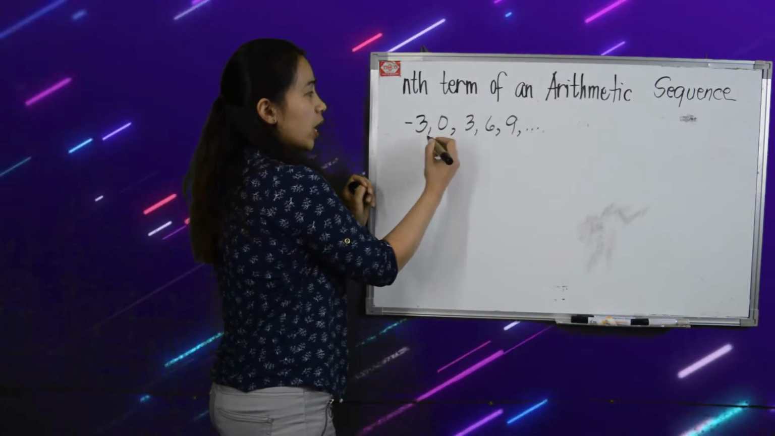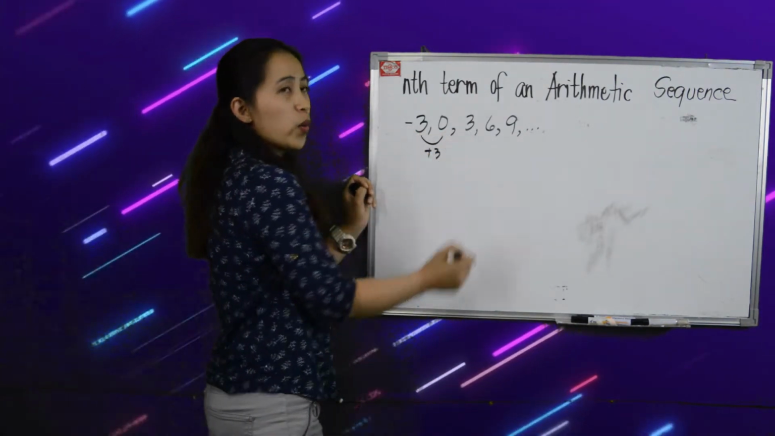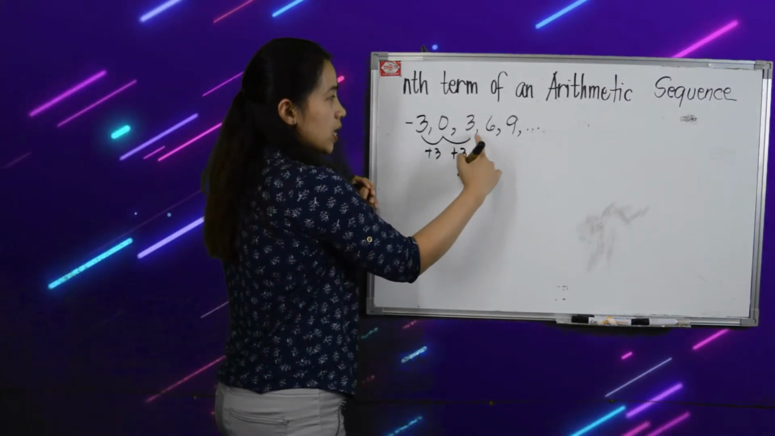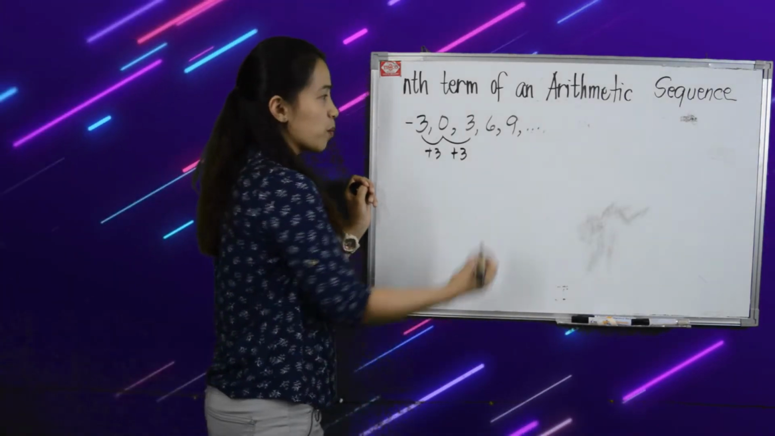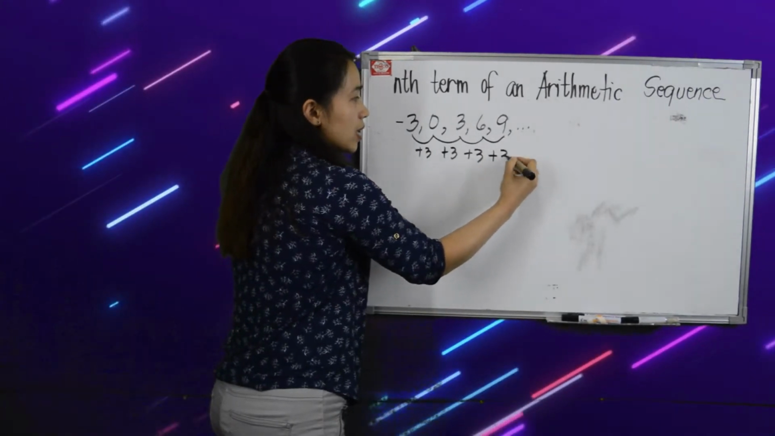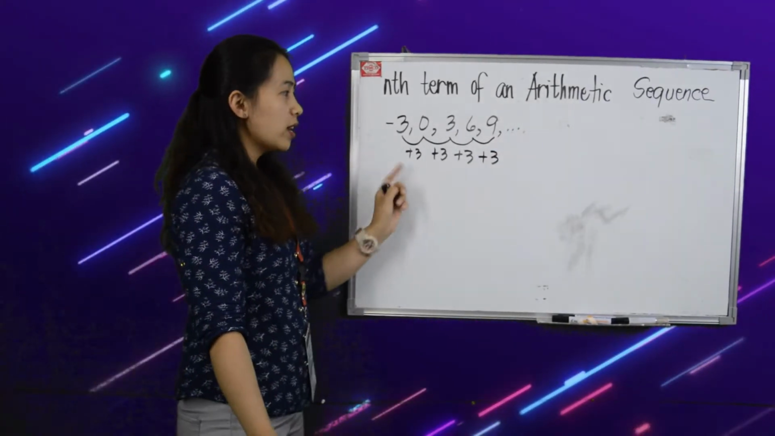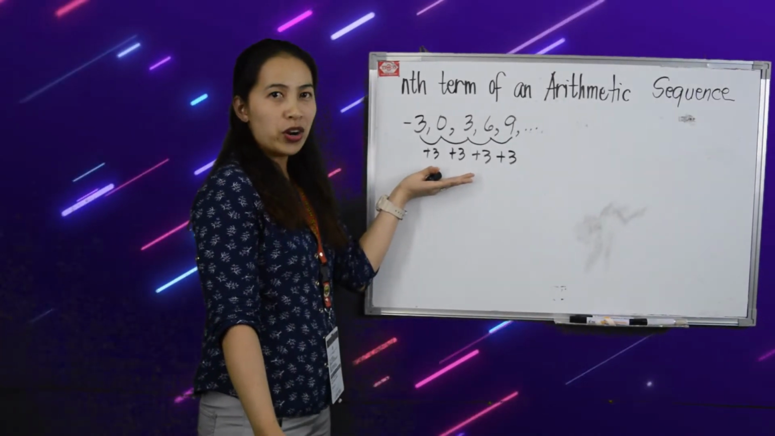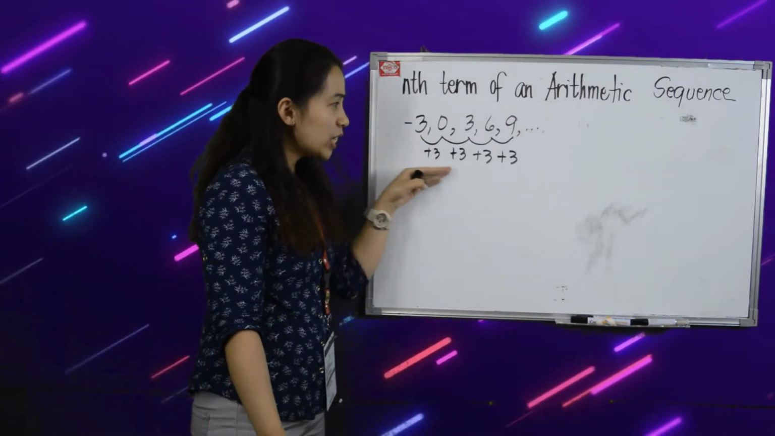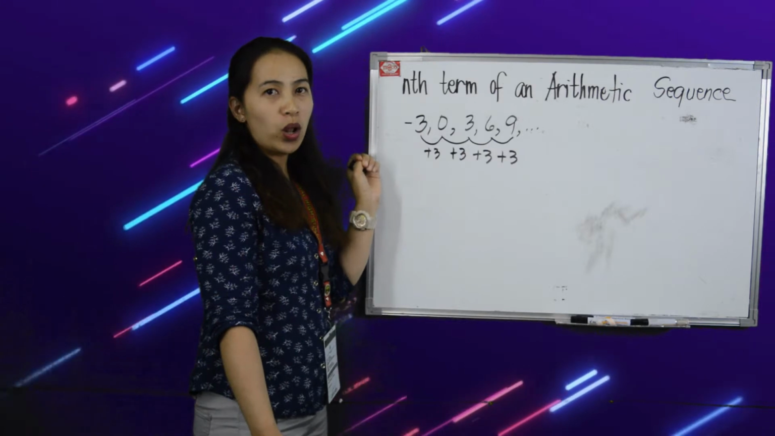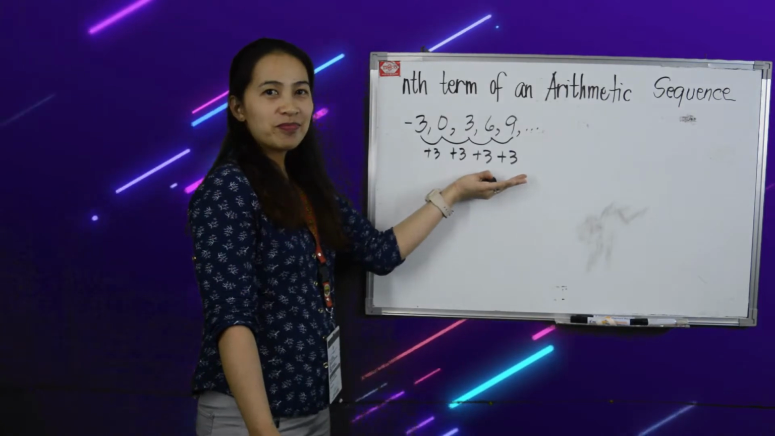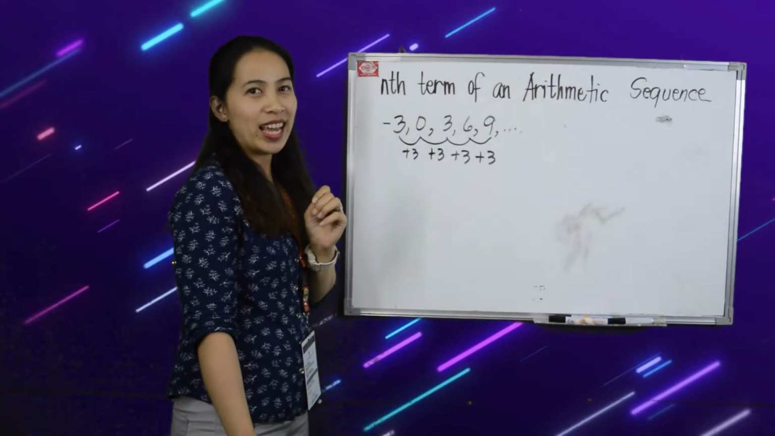So -3 plus 3, we are going to get 0. Do the same with the next term. 0 plus 3 equals 3. That is the next term. 3 plus 3 is 6. Plus 3 is 9. So if you notice, we are adding a constant number. That's why we consider this an arithmetic sequence. This constant number is what we call the common difference. Again, what is this? It is the common difference.